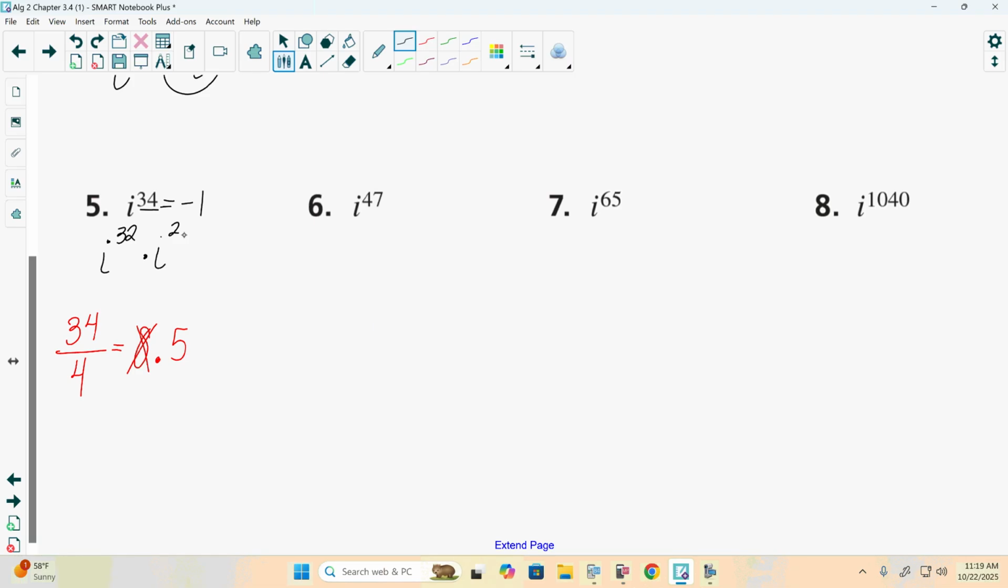Because 8 times 4 is 32, so i to the 32nd would be 1 times i squared, the 2 i left over. Because when we multiply like bases, we add the exponents. So this is going to be 1, and i squared gives us -1. Does that make sense?